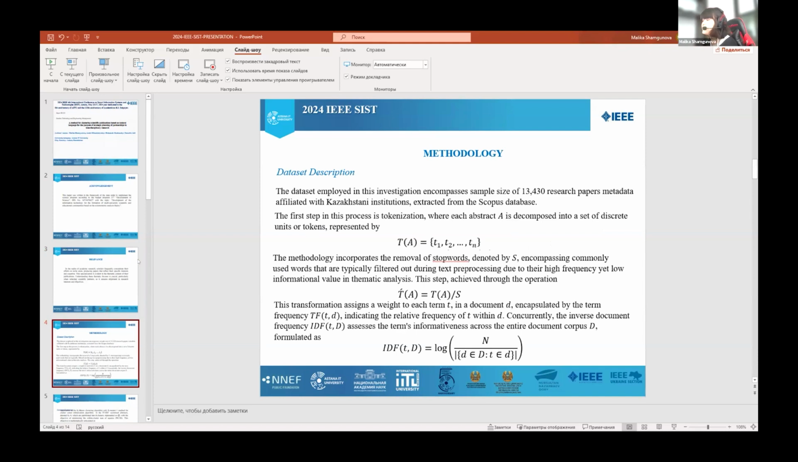Firstly is the methodology part. It is a dataset description. So the dataset had a sample size of 13,430 research papers obtained through the Scopus API. The affiliation country was set to Kazakhstan. And the first step we made is pre-processing the data. We applied tokenization to the research abstracts. The next one included the removal of stop words, which are denoted by S in this formula. And next, we calculated term frequency and inverse document frequency for each research abstract.